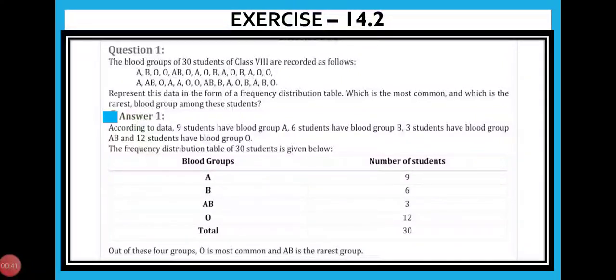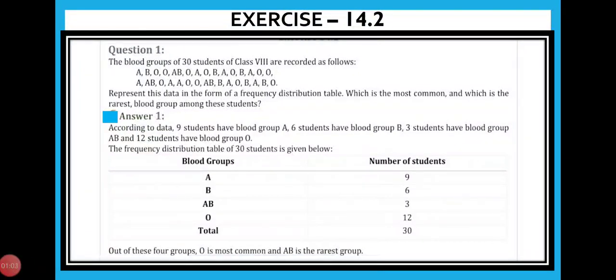Okay. Now, according to the given question, we have to prepare a frequency distribution table for the blood group of 30 students of class 8. And then we have to answer the question: which is the most common and which is the rarest blood group among these students.